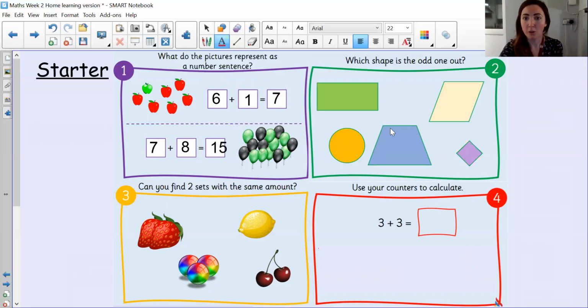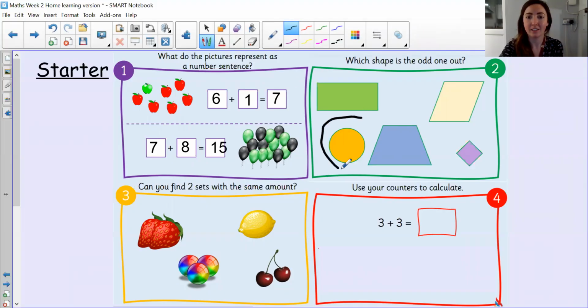Okay, number two, which shape is the odd one out? Okay, so well done if you said the circle is the odd one out. Bonus points if you can tell me why, explain why. Pause here to try and explain why it's the odd one out. Okay, so the circle is the odd one out because all of the other shapes have 4 sides and 4 corners. The circle just has 1 curved side and no corners.